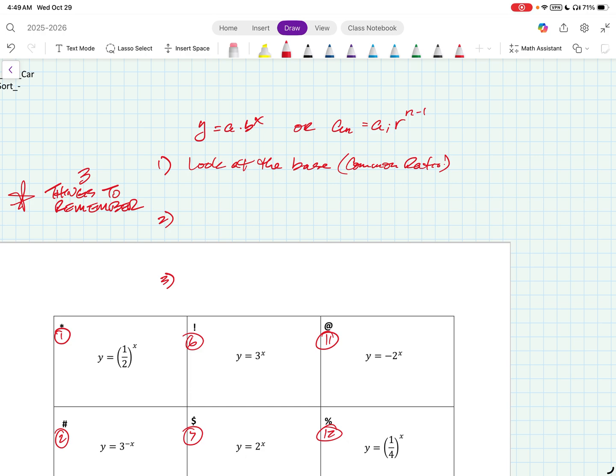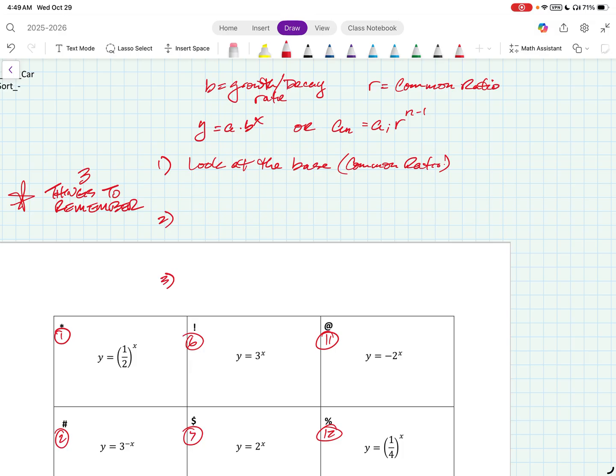But the base here is your growth or decay rate, and this will give you a clue of what it looks like. And r in sequence notation is your common ratio. These are the same thing.